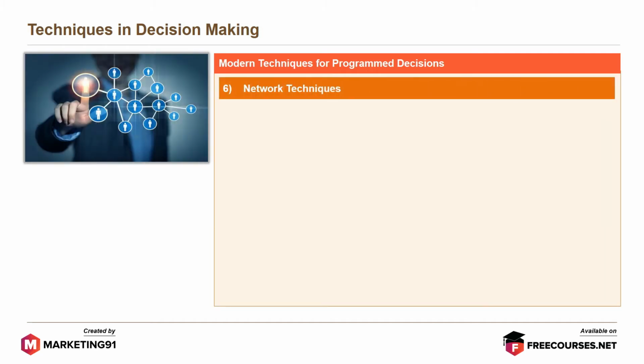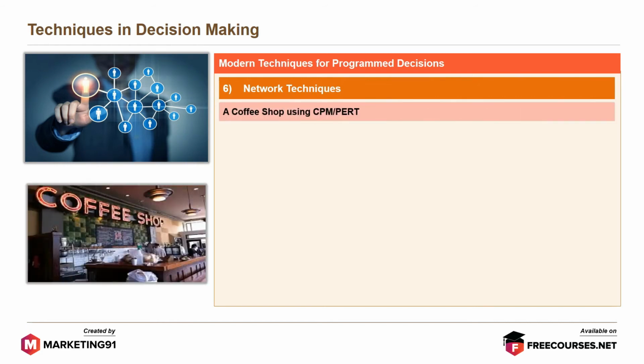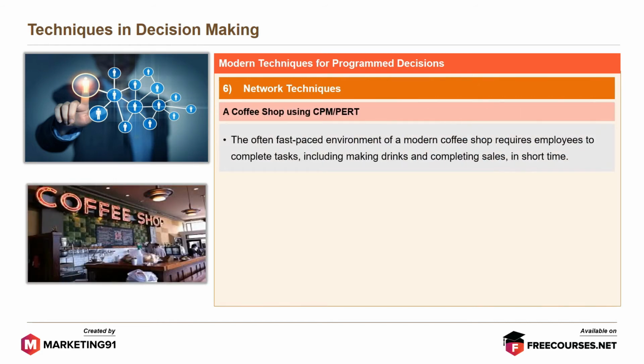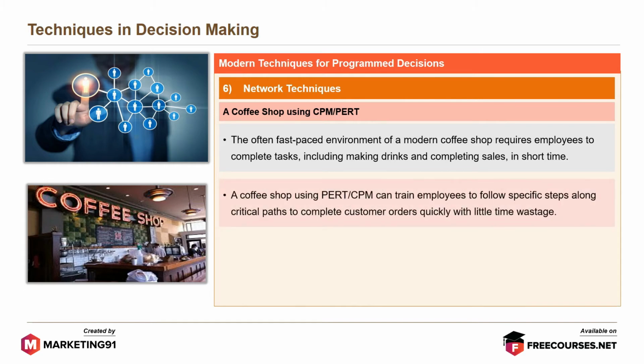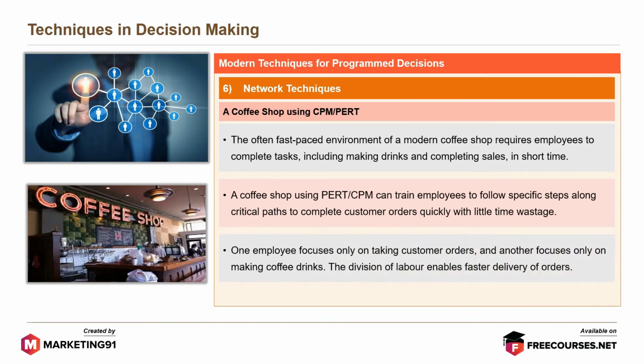A coffee shop using CPM PERT. The often fast-paced environment of a modern coffee shop requires employees to complete tasks including making drinks and completing sales in short amounts of time. A coffee shop using PERT CPM can train employees to follow specific steps along critical paths to complete customer orders quickly with little time wastage. For example, one employee focuses only on taking customer orders and another focuses only on making coffee drinks. The division of labor enables faster delivery of customer orders.